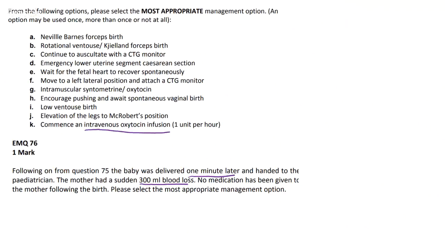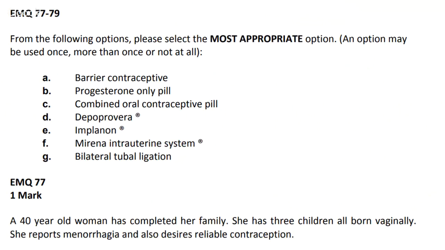Why don't we give her IV? That's okay, good. So one unit, first of all, is definitely not enough, and there's no evidence. There was a 2016 meta-analysis which suggested that there was no significant difference between IM and IV. So IV, IM.